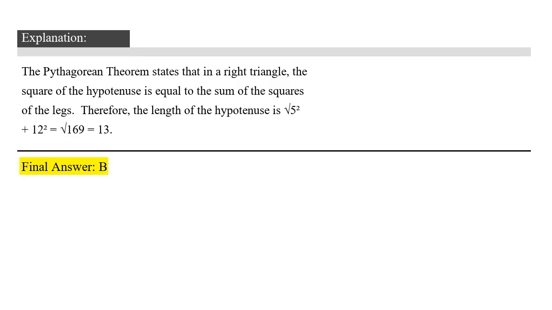The Pythagorean theorem states that in a right triangle, the square of the hypotenuse is equal to the sum of the squares of the legs. Therefore, the length of the hypotenuse is the square root of 5 squared plus 12 squared equals the square root of 169 equals 13.